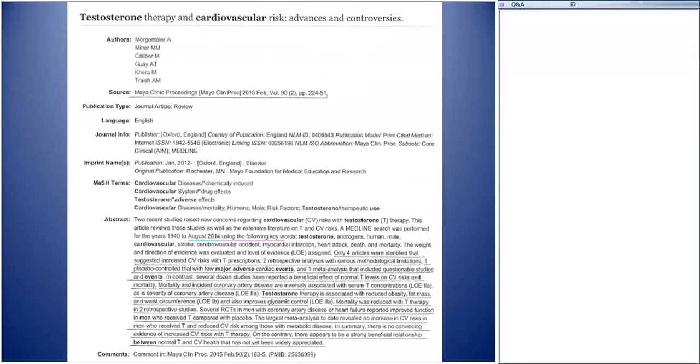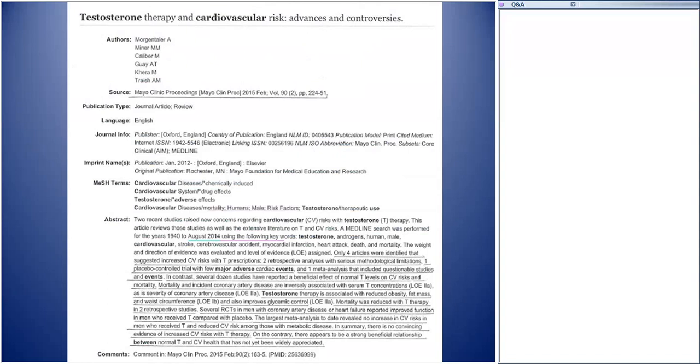This is an article from Mayo Clinic Proceedings, again, showing benefit. In this study here, this is Morgenthaler's study. Four articles were identified that suggested an increased risk of cardiovascular risk with prescriptions. And I want to go over this limitation again. One placebo-controlled trial, which was the TOM trial, had a few major adverse cardiac events.